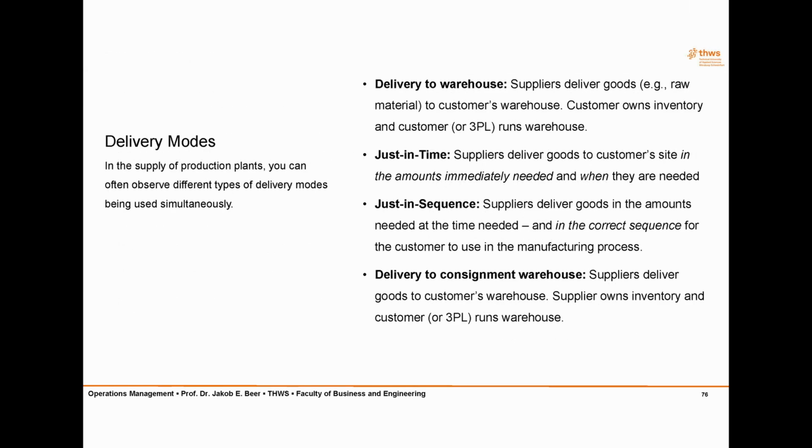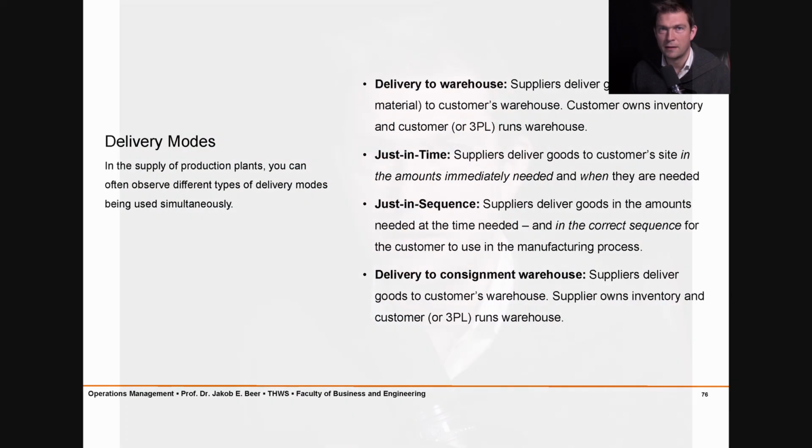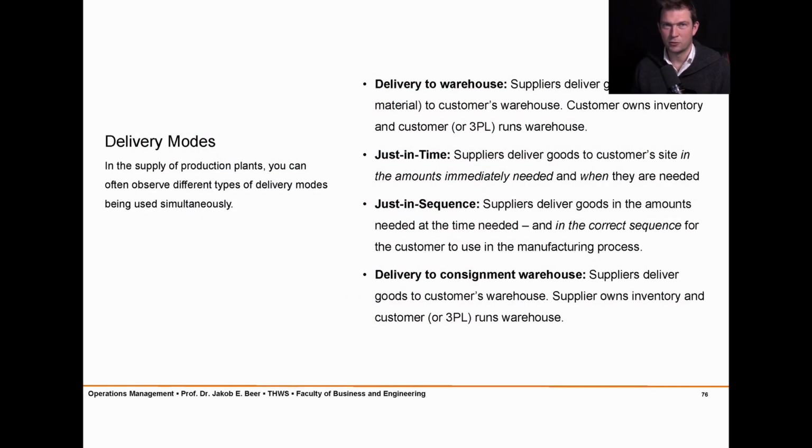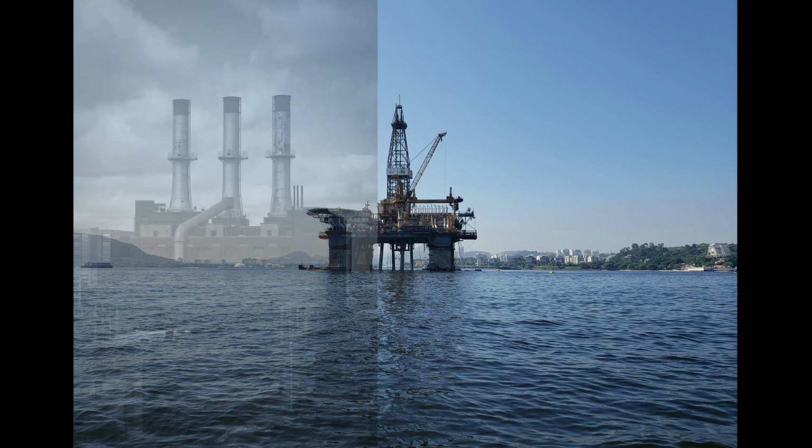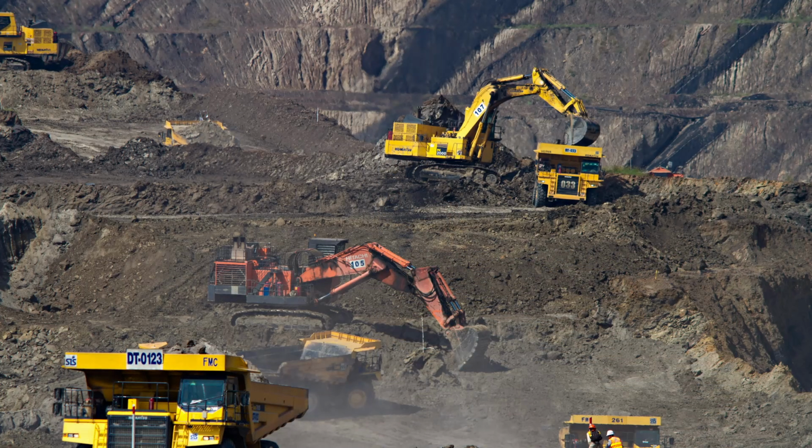In this section, we will discuss the delivery modes commonly observed in the supply of production plants. It's worth noting that, in practice, several of these modes may be used simultaneously to meet diverse operational needs. Each mode has distinct characteristics that address specific supply chain and production requirements. Let us discuss the 4 key delivery modes in more detail.